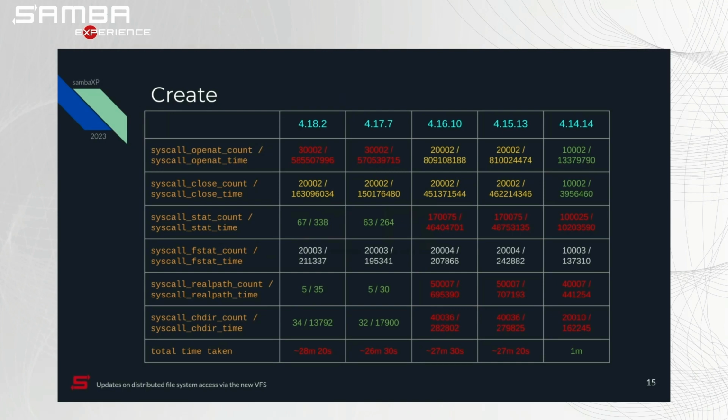And if we take a look at the total time taken to create 10K files, empty normal files in a directory, it was around 1 minute with 4.14, and when the changes came in for the VFS reorganization, it jumped to around 25 or 26 minutes from 4.15 to 4.18. So this is considerably large, as you can see from the table. It has come up to 28 minutes on 4.18.